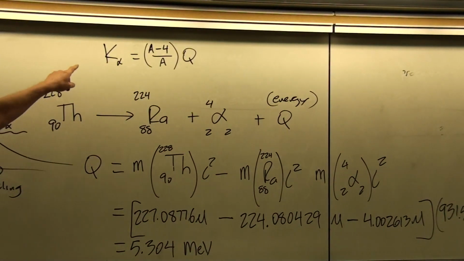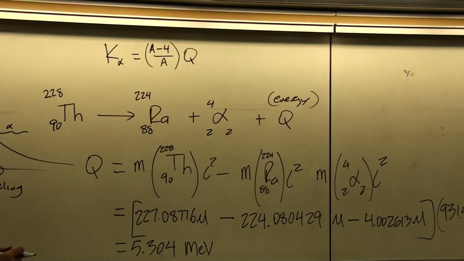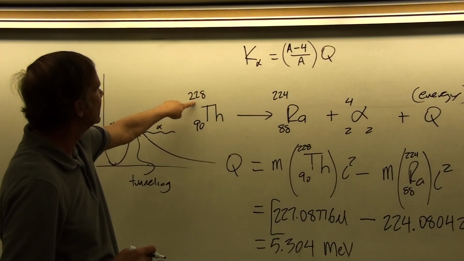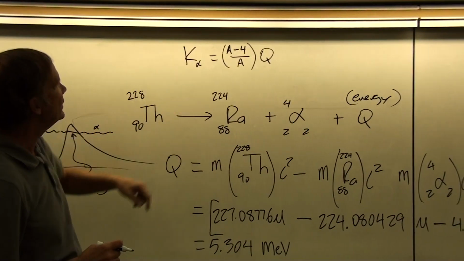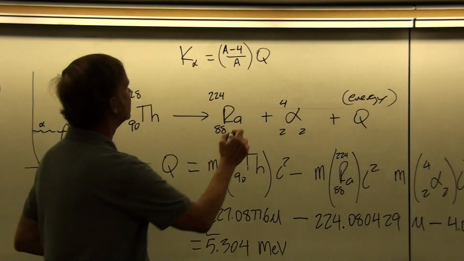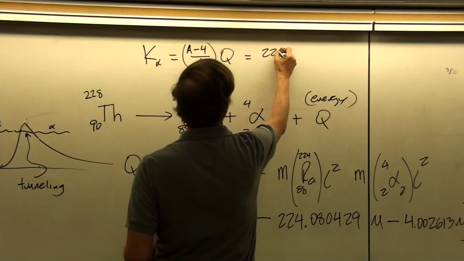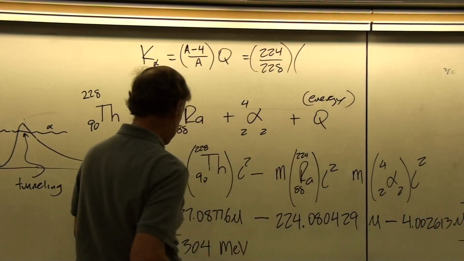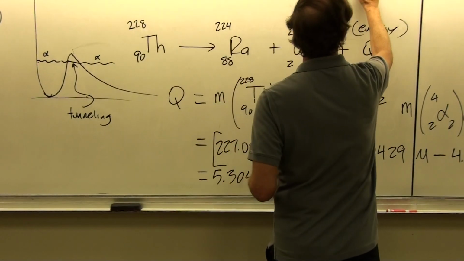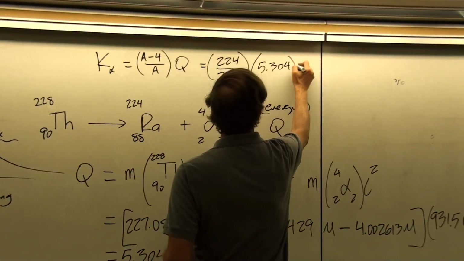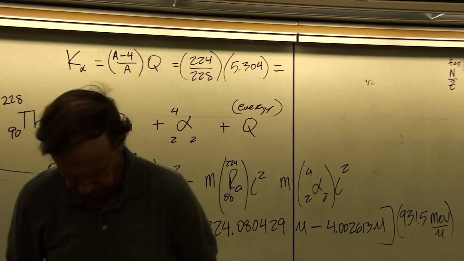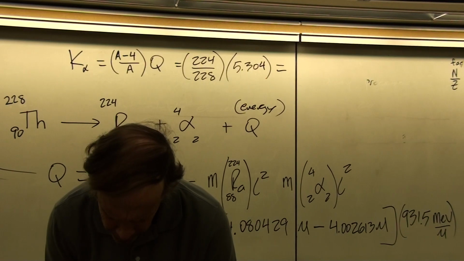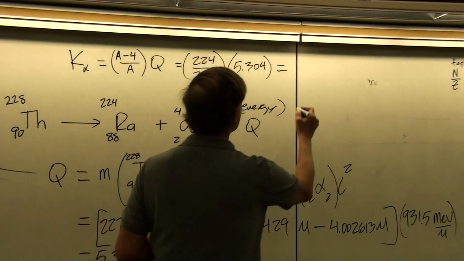And so what this is showing us then is that for large values of A, where A is the original atomic mass number of the thorium, almost all of the energy goes into the alpha particle. In this case, this would be 224 over 228 times the Q value, 5.304. And that gives us 5.211 MeV.